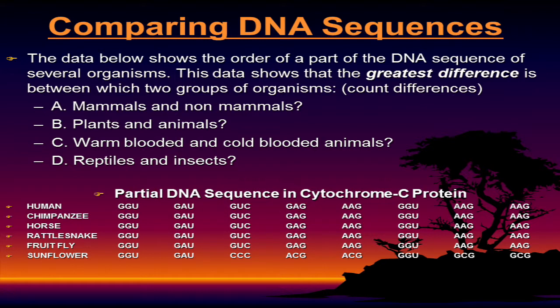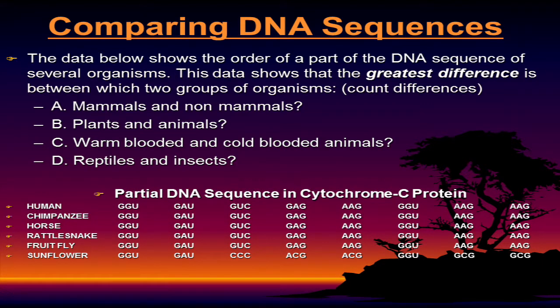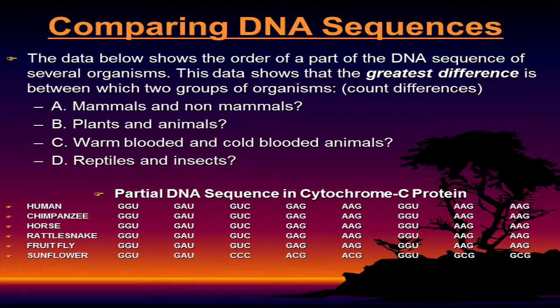The fifth column. The sunflower has ACG and everyone else has AAG. That's 3 differences already. The sixth column. All the same. Let's move on to the seventh column. Again, the sunflower has GCG and everyone else has AAG. Go ahead and circle it on your paper. The last column. The sunflower, yet again, is different. GCG instead of AAG like all the others.